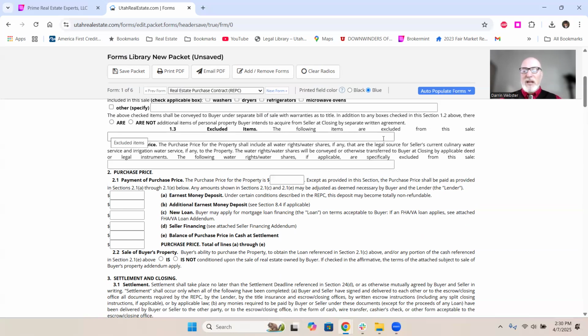Excluded items, copy again, best practice is copy and paste exactly off the listing what is there, so there's no disagreement over it.